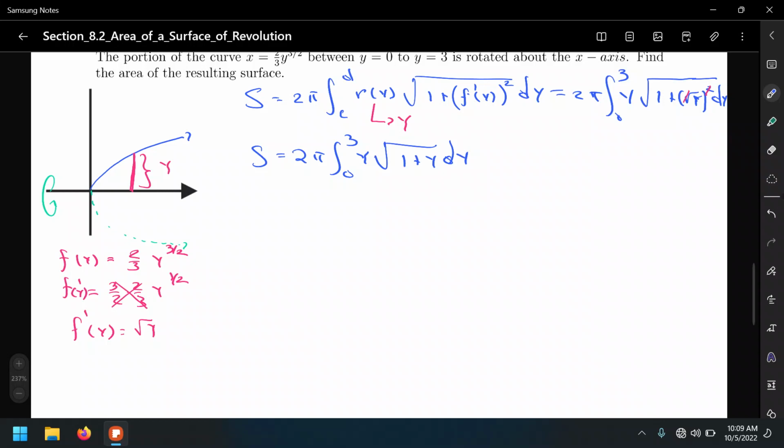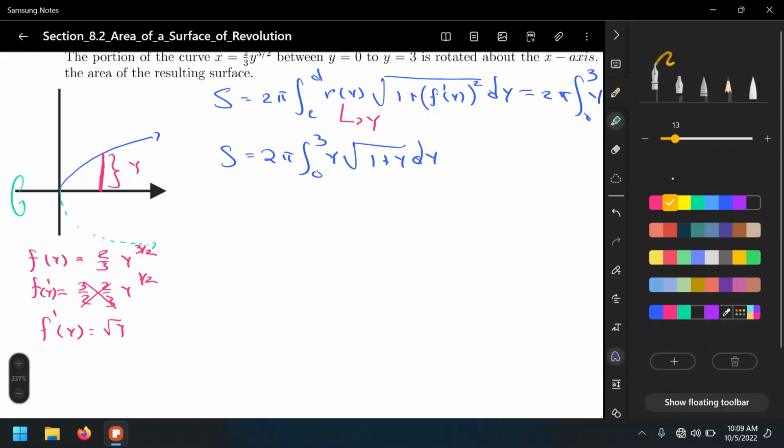But in this case, notice the degree of 1 plus y is degree 1, and we have a y to the 1 outside. So the u substitution that we are used to is not going to work with just those two elements, u and du. We will need one more element, a third ingredient in the substitution.